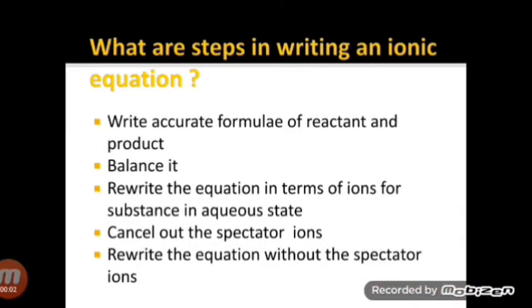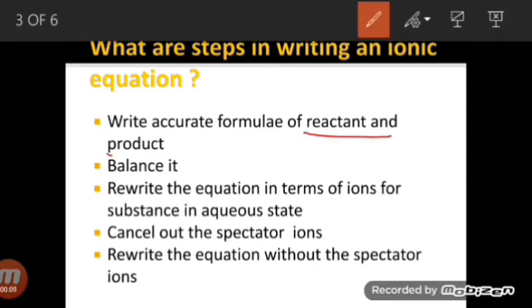Now what are the steps involved in balancing an ionic equation? The first and foremost important thing is to write down the accurate formulas of reactants and products. The second thing is to balance them. How can we balance it? We have to count the number of atoms on both sides of the equation. Third is to rewrite the equation in terms of ions for the substances in the aqueous states. As we are using ionic compounds, we have to write down the equation again in terms of its ions. Then fourth is to cancel out the spectator ions.